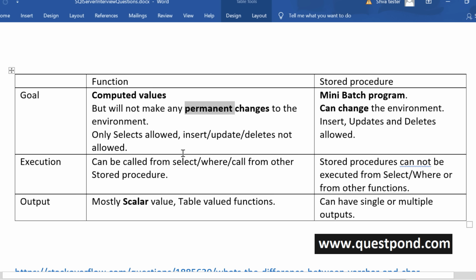So remember, the main goal of a function is computation, and because it is for computation, it does not make any kind of permanent changes to the environment. While a stored procedure is a mini batch program. It can change the environment. It can do inserts, updates, and deletes.